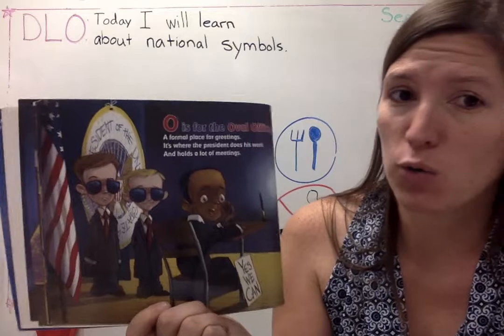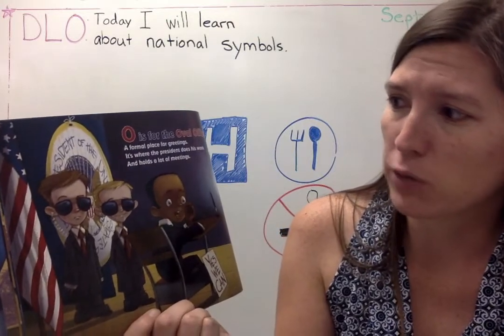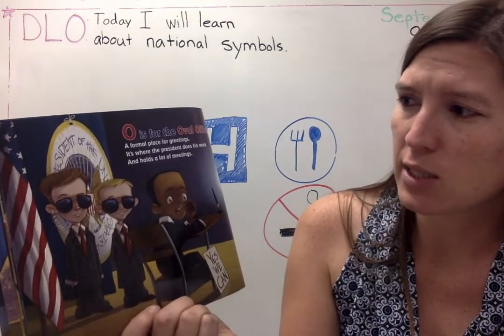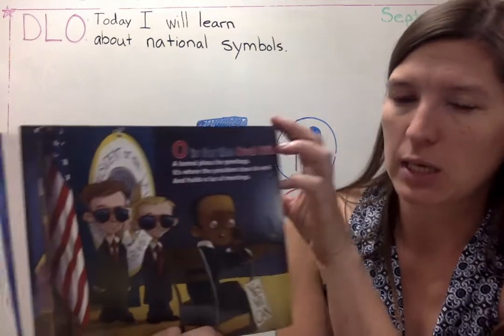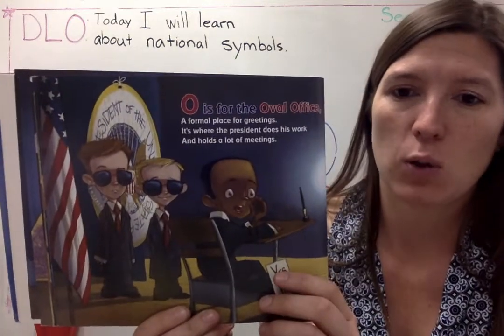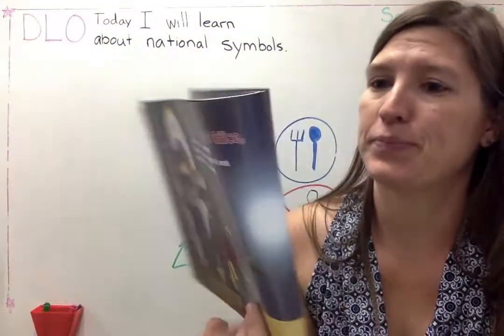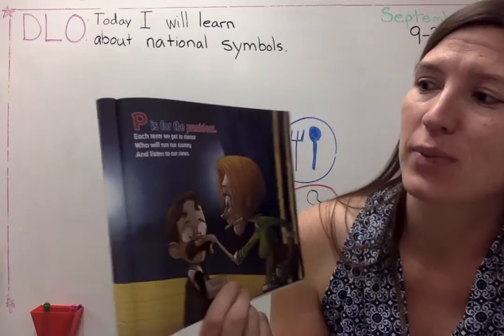O is for the Oval Office, a formal place for greetings. It's where the president does his work and holds a lot of meetings. It's the Oval Office. That's where the president works in the White House.